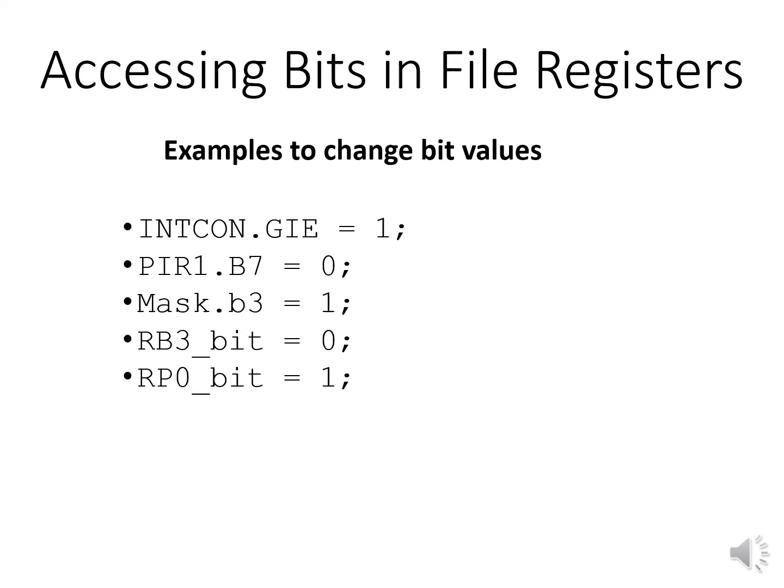In the fourth example, we are clearing pin 3 on port B. Port B is also known as RB. The number that follows the letters RB refers to the bit position and hence the pin position. So in this example, RB3 means pin 3 on port B. In the last example, we are setting the register bank select bit 0.